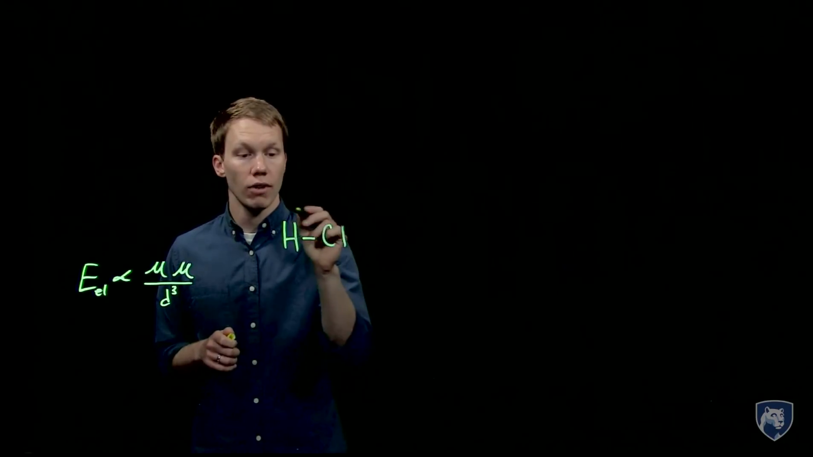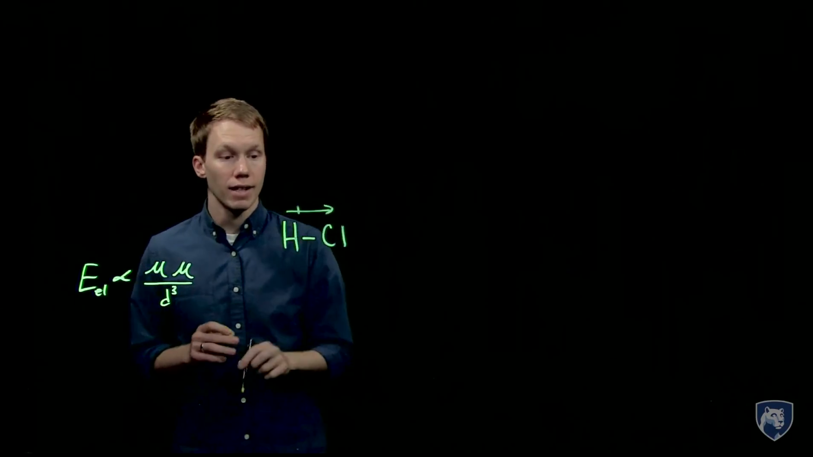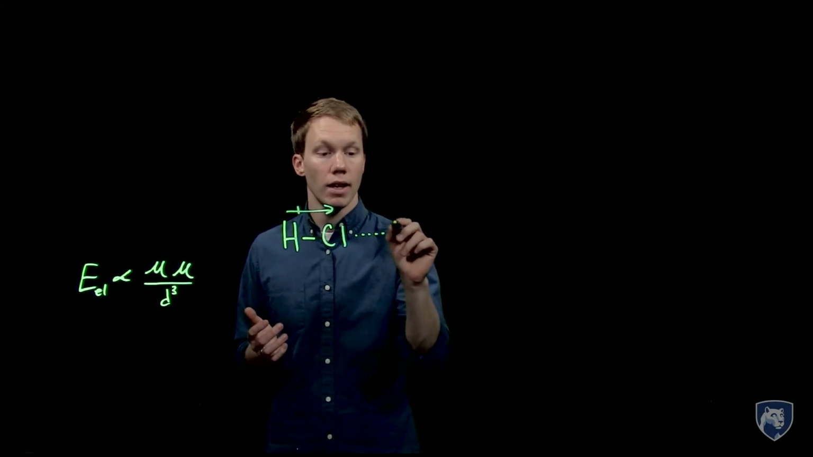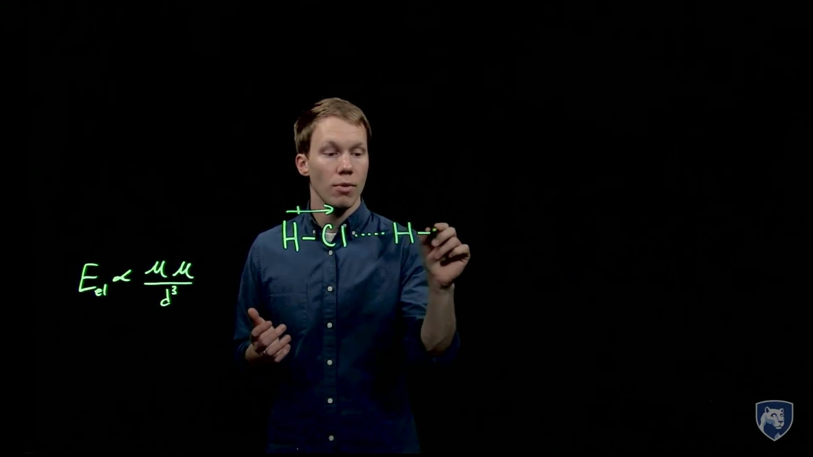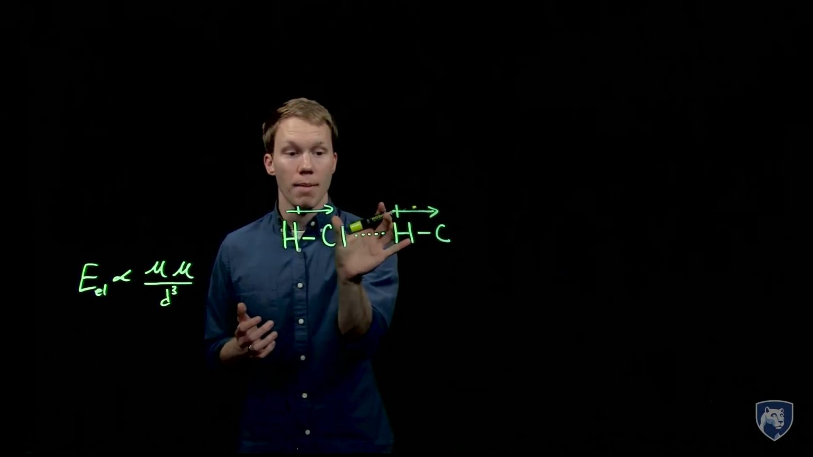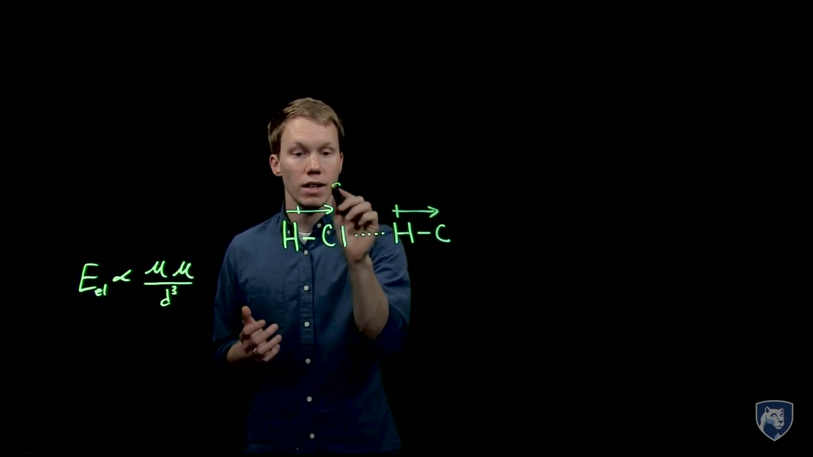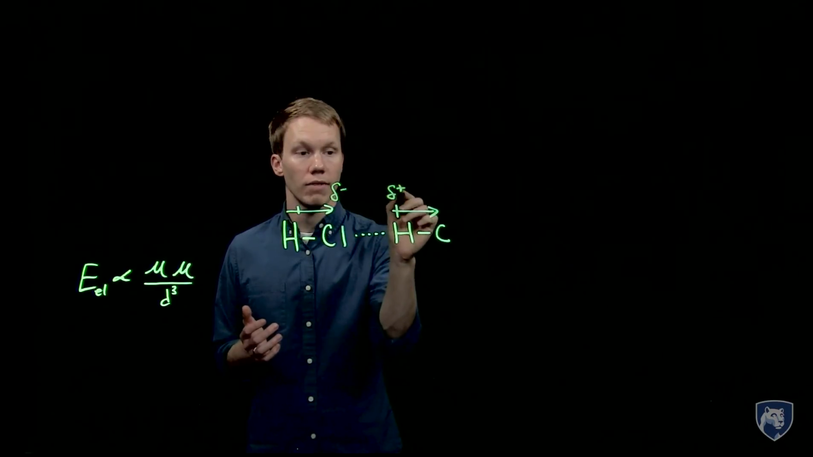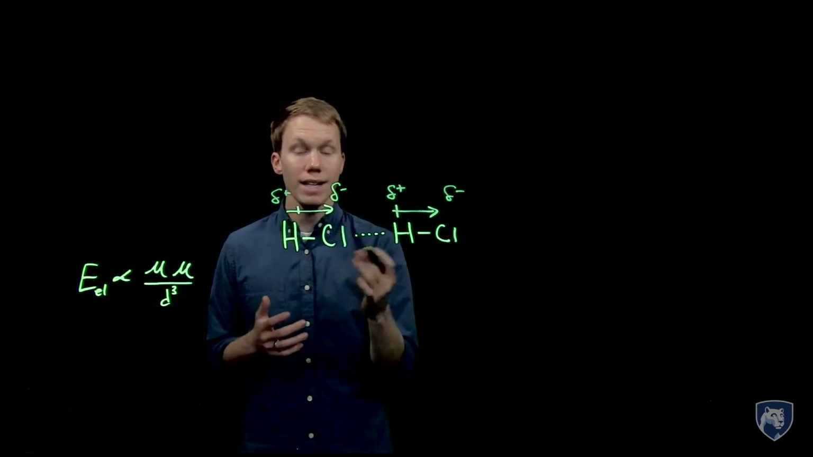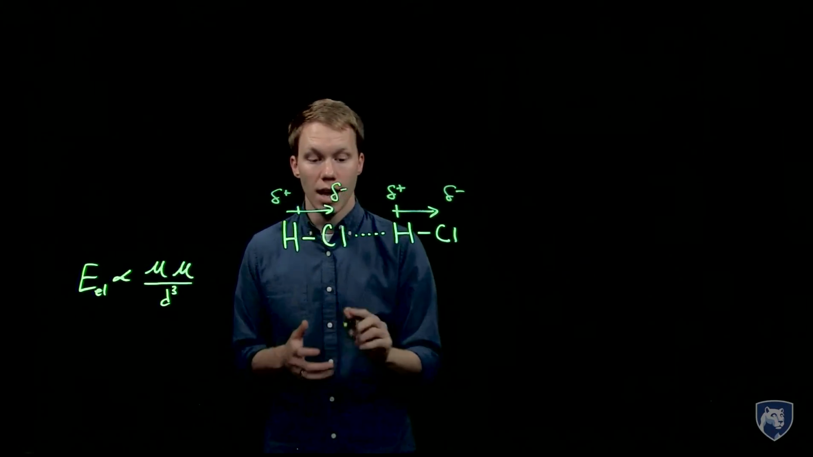So the dipole-dipole is a directional force. So HCl, for example, has a dipole moment like this and will align with other HCl molecules such that the opposite ends of the dipoles match up. So the negative end of my dipole with the positive end of my other dipole. And this is just one example of a way that these dipoles can align.